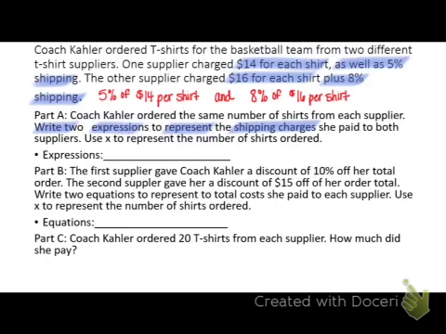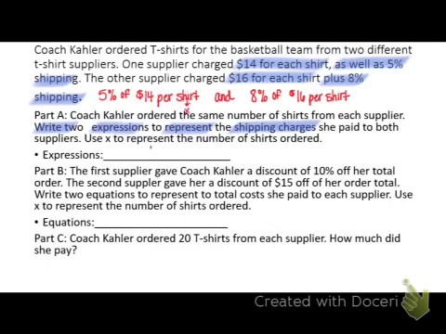So the only thing we're looking to figure out is how much she paid in shipping. And we want to use x to represent the number of shirts ordered. You can see that I've already taken the information and rewritten it in a phrase that makes sense to me: 5% of $14 per shirt and 8% of $16 per shirt. And just taking that information and changing it into numbers and letters. The amount of shirts is going to be represented by x.